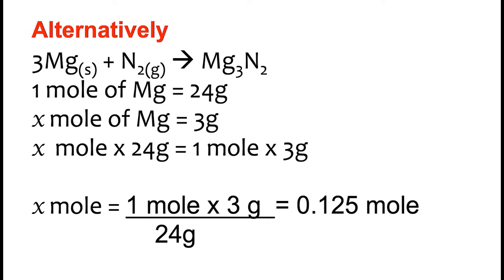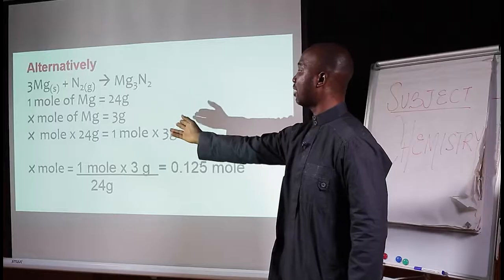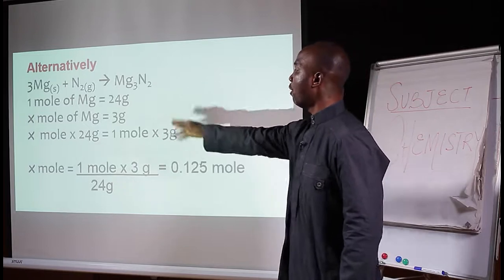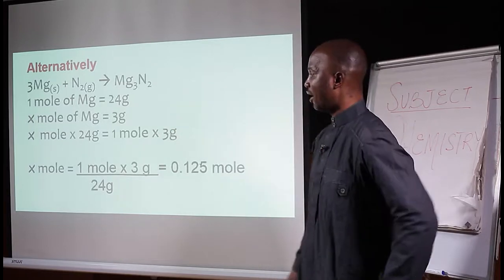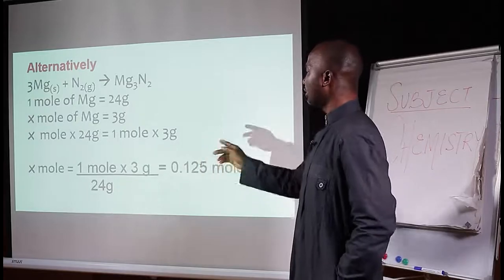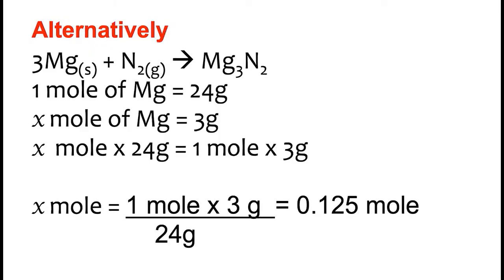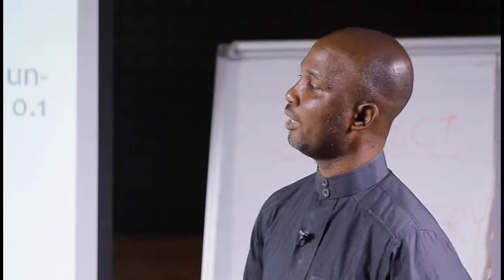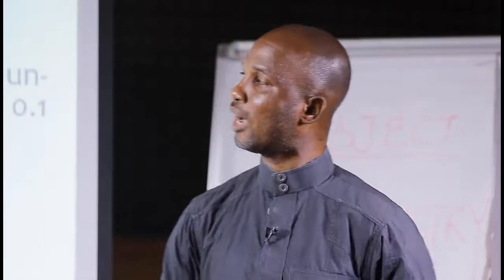When you cross multiply, that means 1 mole of magnesium will be multiplying by 3, and X mole of magnesium will be multiplying by 24. Making X mole subject of the formula is equal to 1 mole times 3 grams over 24. And you obviously will arrive at the same answer as we arrived earlier, which is 0.125 mole. Now, having gotten this 0.042 moles, you can substitute in your formula that we have done earlier, and you arrive at the final answer. Now, let's look at another example.